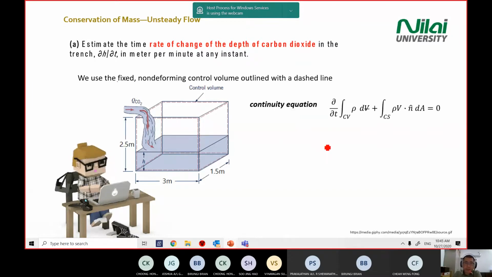Now call out the continuity equation. Del over del t of the integral over the control volume of rho dV', where V' means volume, because the first term is the control volume. The second one is the control surface, and surface always deals with area, so dA: rho V dot n hat dA. So you just memorize: one is about volume, one is about surface in the continuity equation.